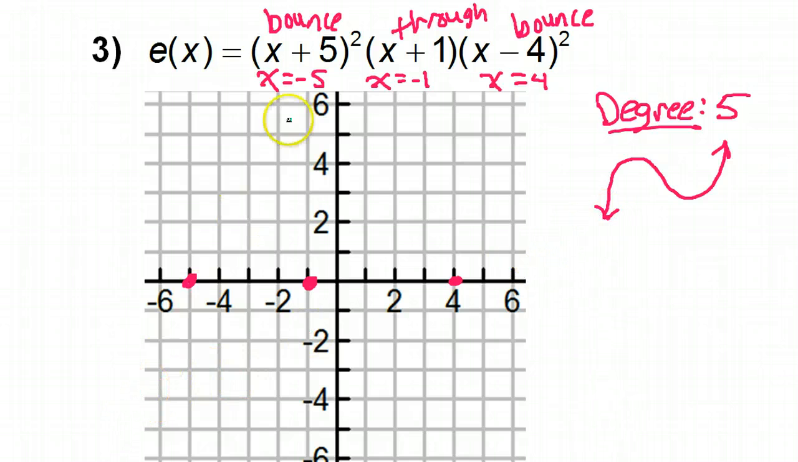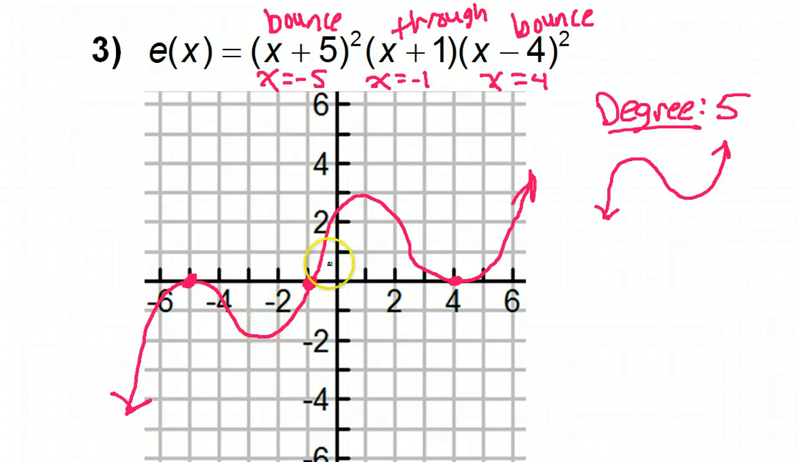So starting from down low, I'm going to bounce, through, bounce. So here we go, from down low. Okay, I'm going to come up in time to bounce. I'm going to swerve, but I'm going to come back in time to go through. Then I need to swerve back around in time to bounce again. Okay, so there you go. Alright, degree 5, falls on the left, rises on the right. So far, so good.